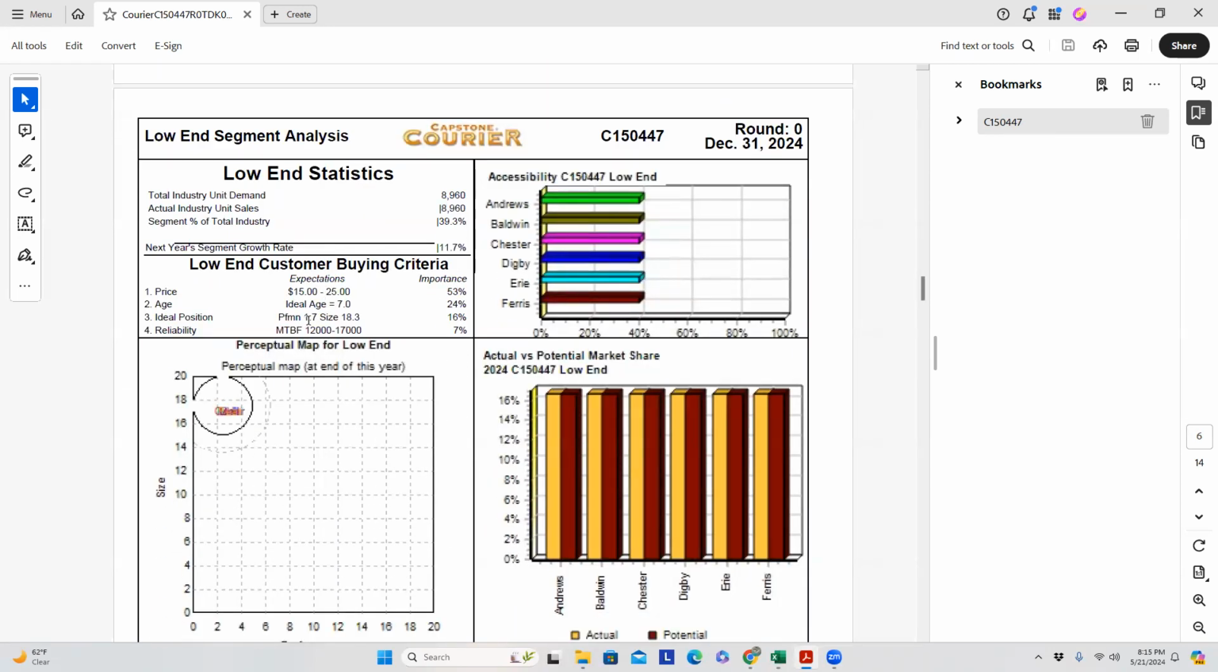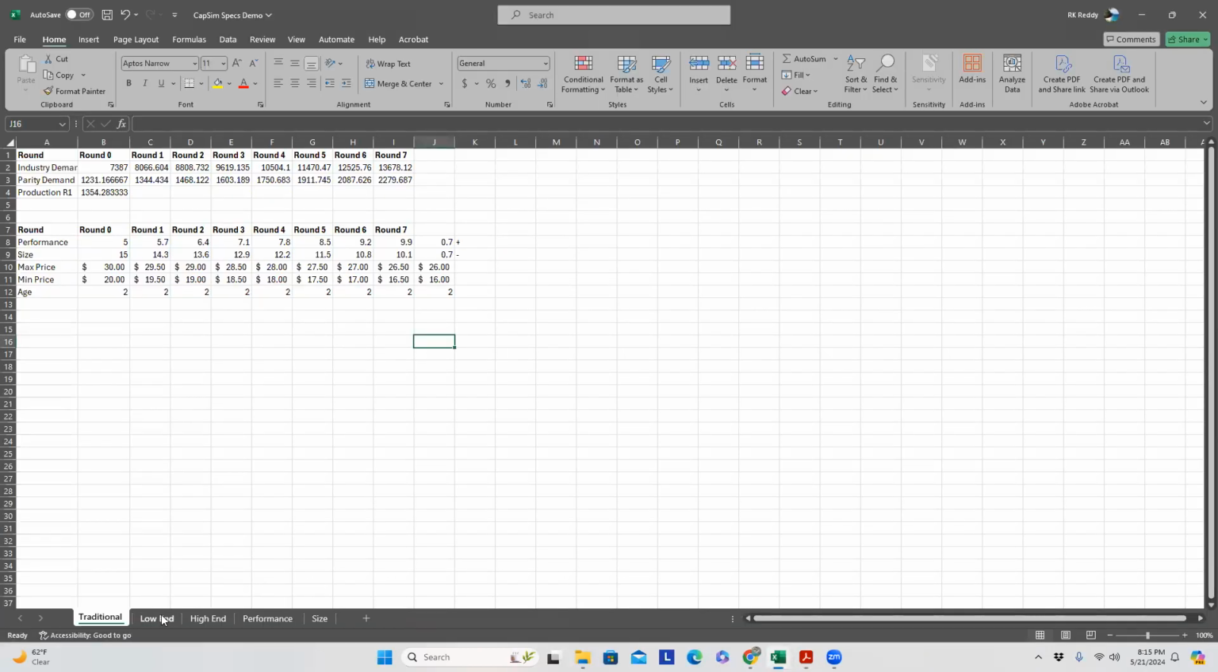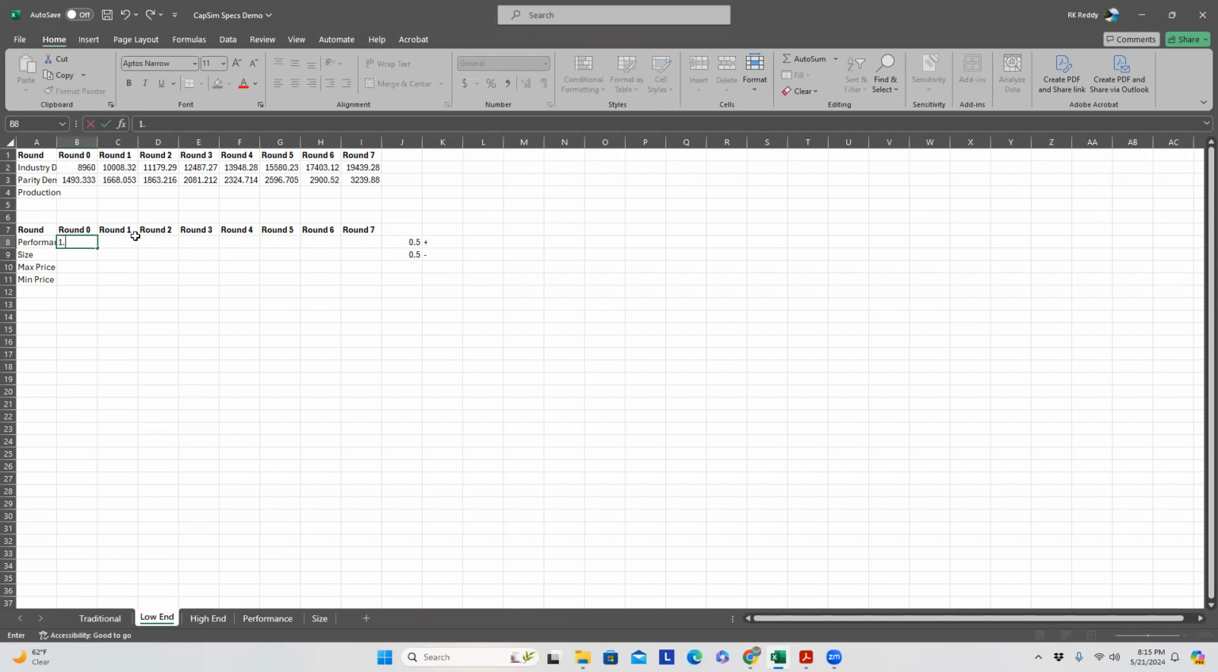The age and performance requirement is 1.7 and 18.3. As you see here, 1.7 is what they have, and 18.3 is the requirement here. And as you see here, they want an increase in size and performance of 0.5 and a decrease in size of 0.05, 0.5. And when you drag this, you have the required configuration.